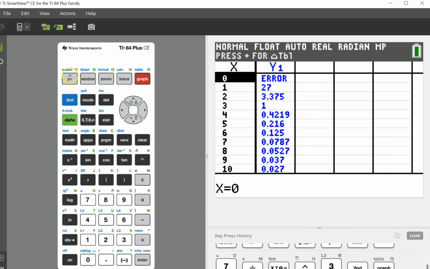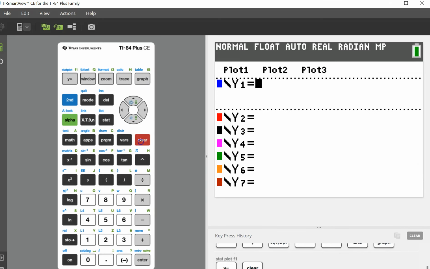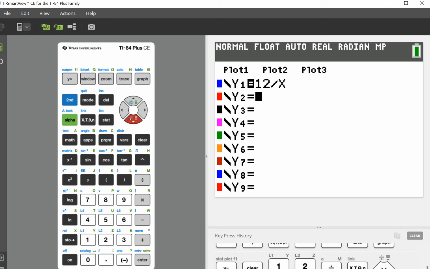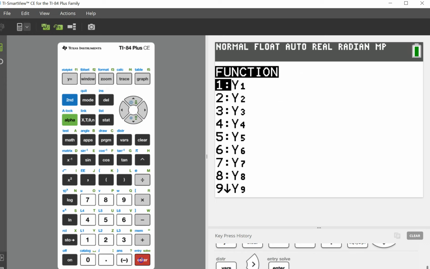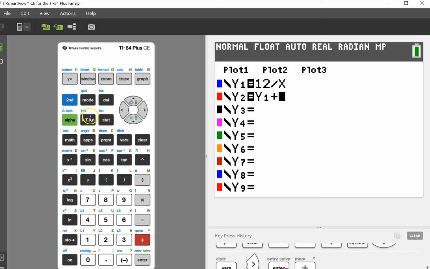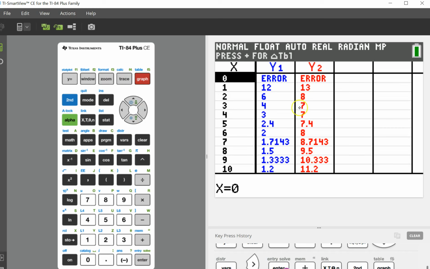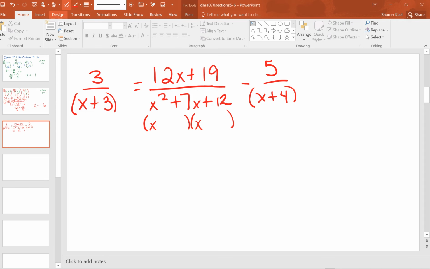So let's go to our calculator. Let's go to y equals. We're going to do 12 divided by x. Go down to your second row. I'm going to put y1 plus x, second table, and our middle number was a 7, a positive 7. So we're going to use the 3 and the 4, both positive, in our parentheses. So here I'm going to have an x plus 3 and an x plus 4.